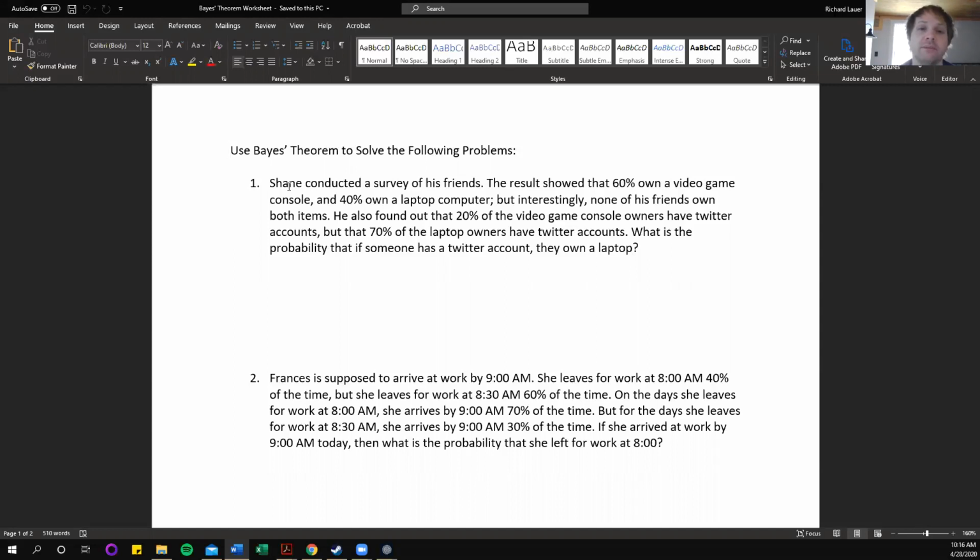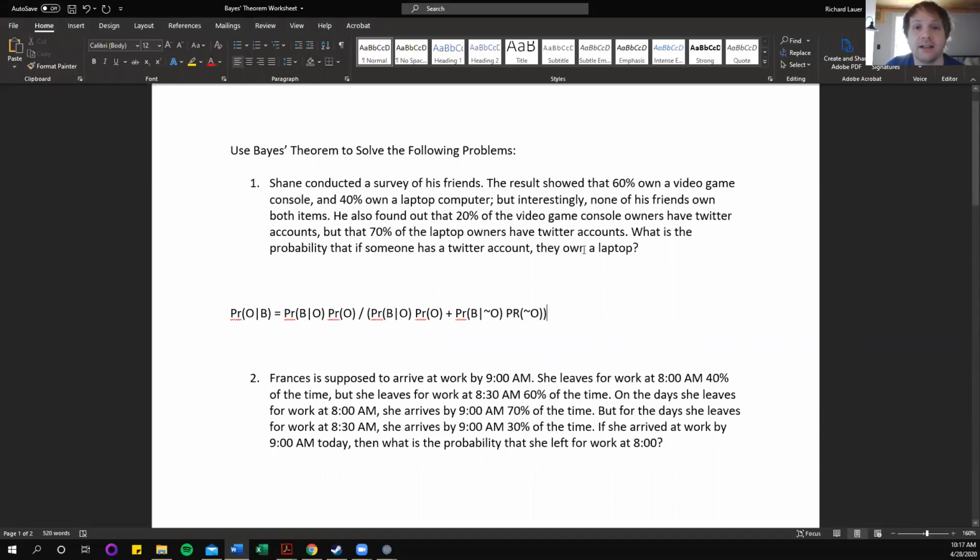He also found that 20% of the video game console owners have Twitter accounts, but that 70% of the laptop owners have Twitter accounts. What is the probability that if someone has a Twitter account, they own a laptop? Right, so in this case, to be able to identify the relevant probability, you're going to have to think pretty carefully about exactly what it is that we're looking for the probability of.